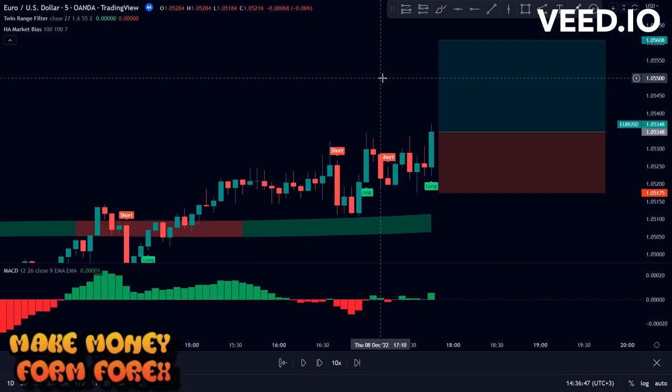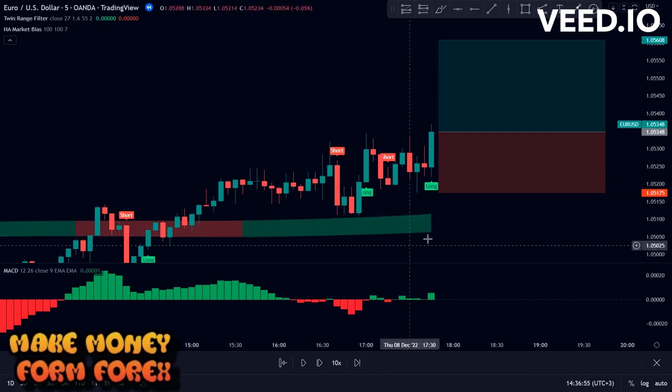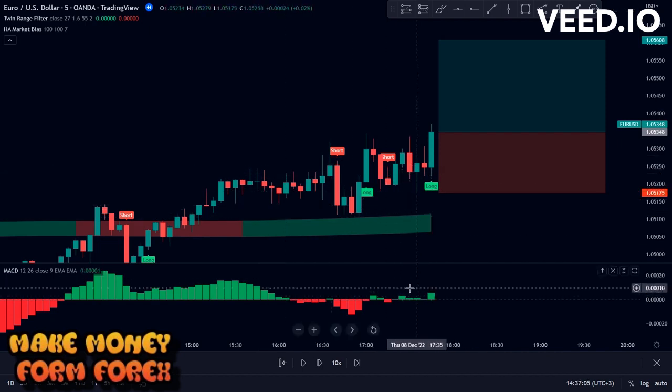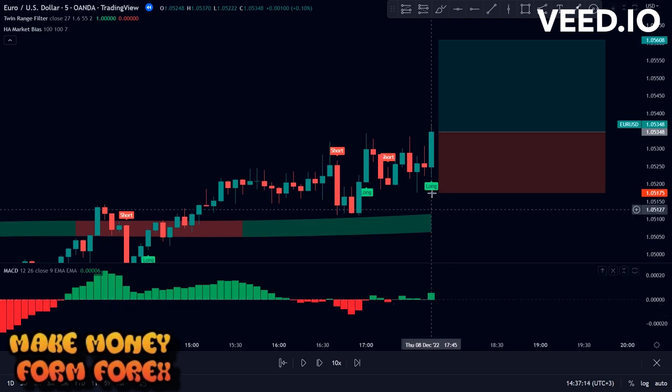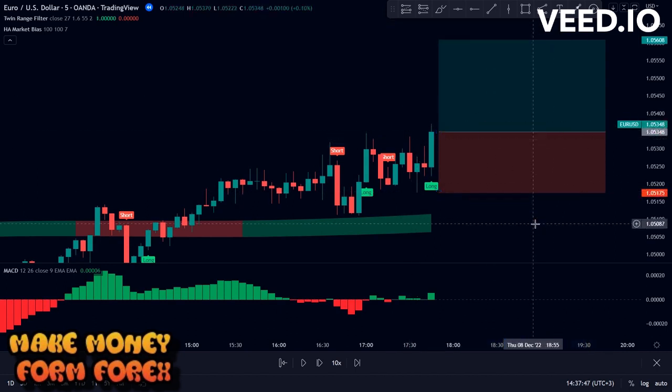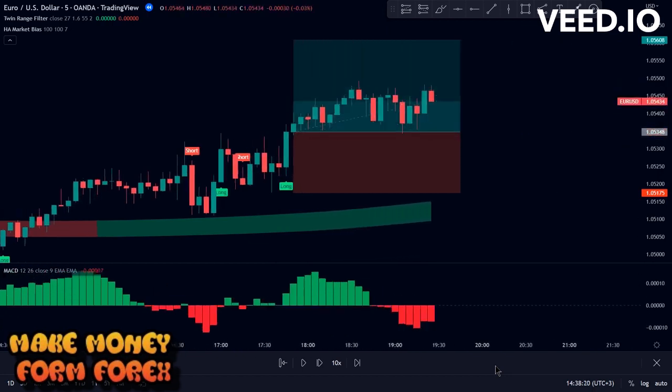To enter a long trade, first, the market bias indicator should be colored in green to indicate an overall bullish trend. Second, the histogram of the MACD indicator should be colored in green like this. And then the last condition is for the twin range filter to print a long signal. All these conditions are met on this candle, so we enter a long trade. We're gonna set our stop loss below the most recent swing low, which is this one right here. For the take profit, we're gonna set it at 1.5 times the risk. We let this trade run and hit TP.